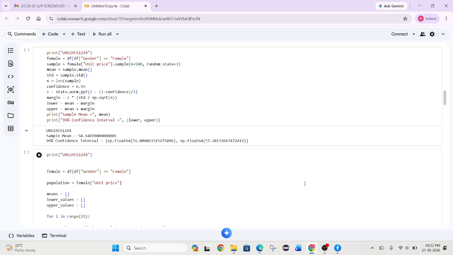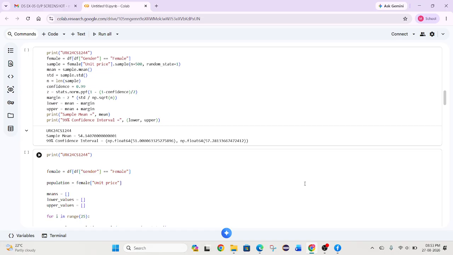The lower values equal square brackets and the upper values equal square brackets. These store the lower and upper limits of the intervals. And this for loop runs 25 times. Each time represents one trial. For every trial, we select a different sample of 500 values. Then we calculate the mean and standard deviation. Then we calculate the margin using the 95% confidence value of 1.96, and we calculate the upper and lower limit.